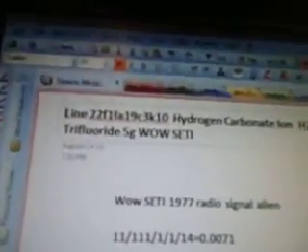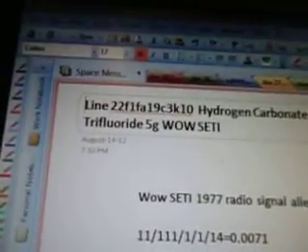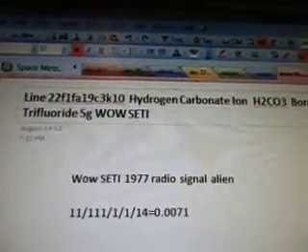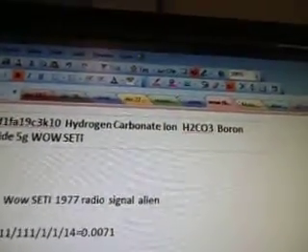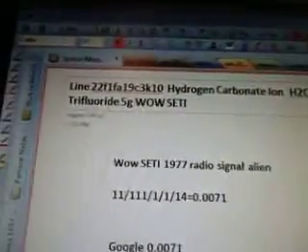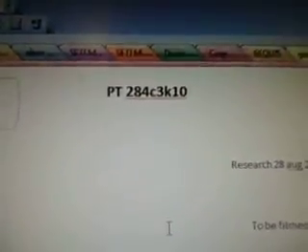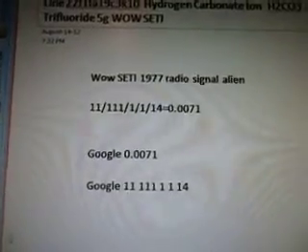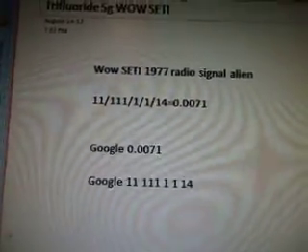Okay, so we're back to the WOW videos now. This is line 22f1fa19c3k10, hydrogen carbonate ion, H2CO3, boron trifluoride, 5G WOW Seti. It's part 284c3k10. So this is the WOW Seti 1977 radio signal, the alien radio signal that we're studying.